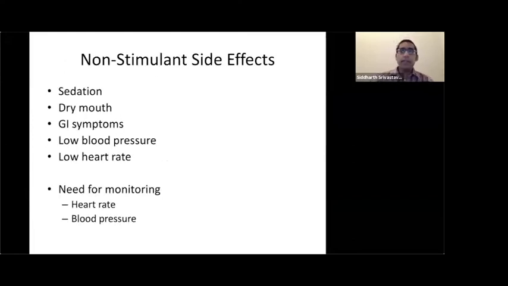Side effects of non-stimulants can vary depending on the medication, but some examples of possible side effects include sedation, dry mouth, GI symptoms, low blood pressure, low heart rate. Depending on the medication, you may have to monitor heart rate and blood pressure.